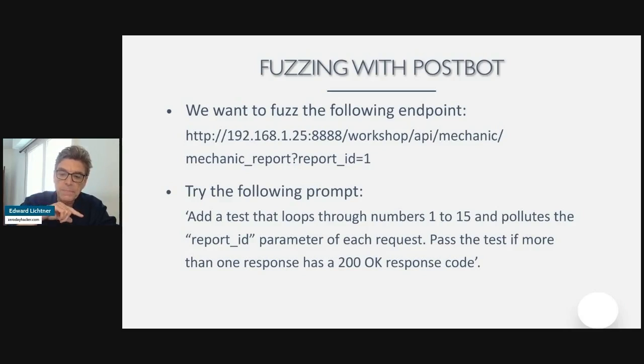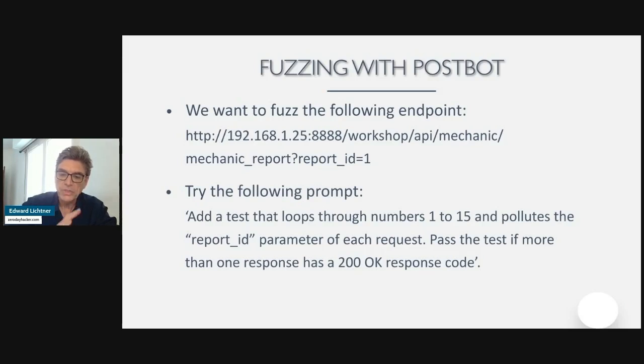Now, do you remember the endpoint we came across earlier in the first example I used, and that endpoint leaked other users' mechanic reports? Remember that? Well, we could use Postbot to test this endpoint for a BOLA vulnerability. So let's try this prompt. Add a test that loops through numbers 1 to 15 and pollutes the report ID parameter of each request. Pass the test if more than one response has a 200 response code.